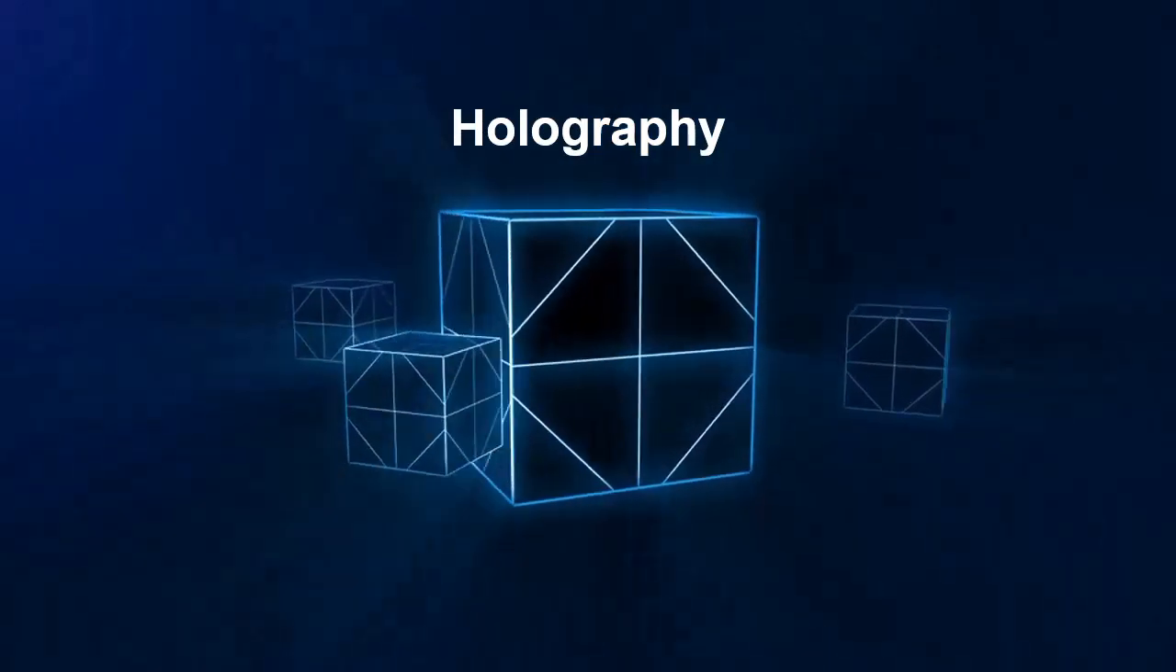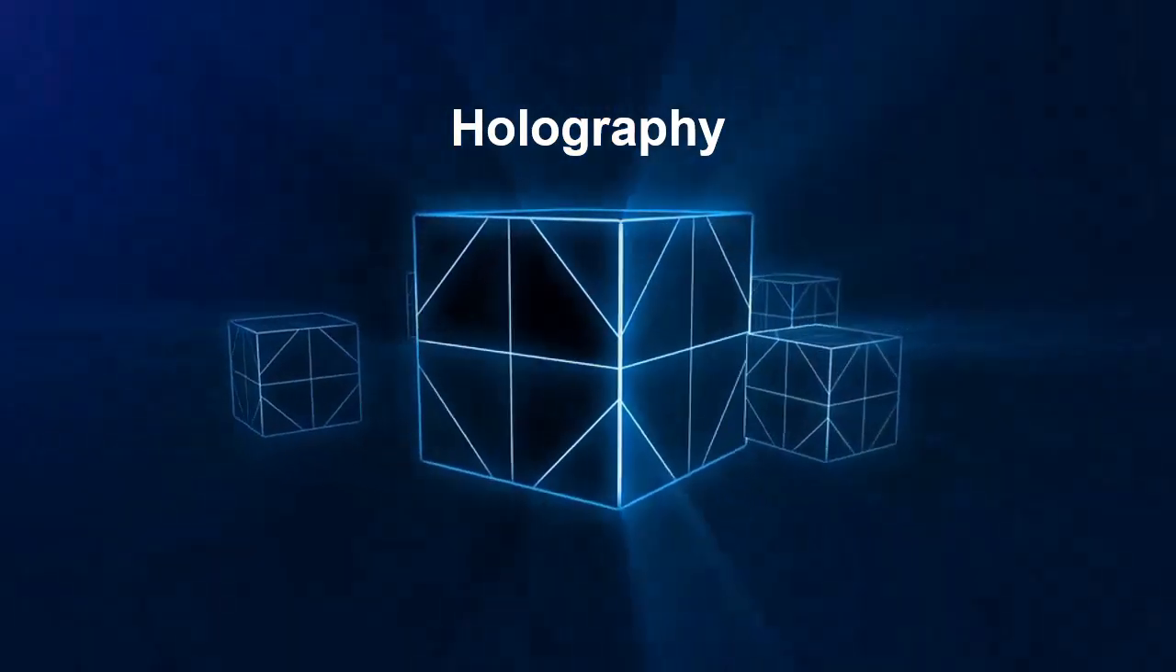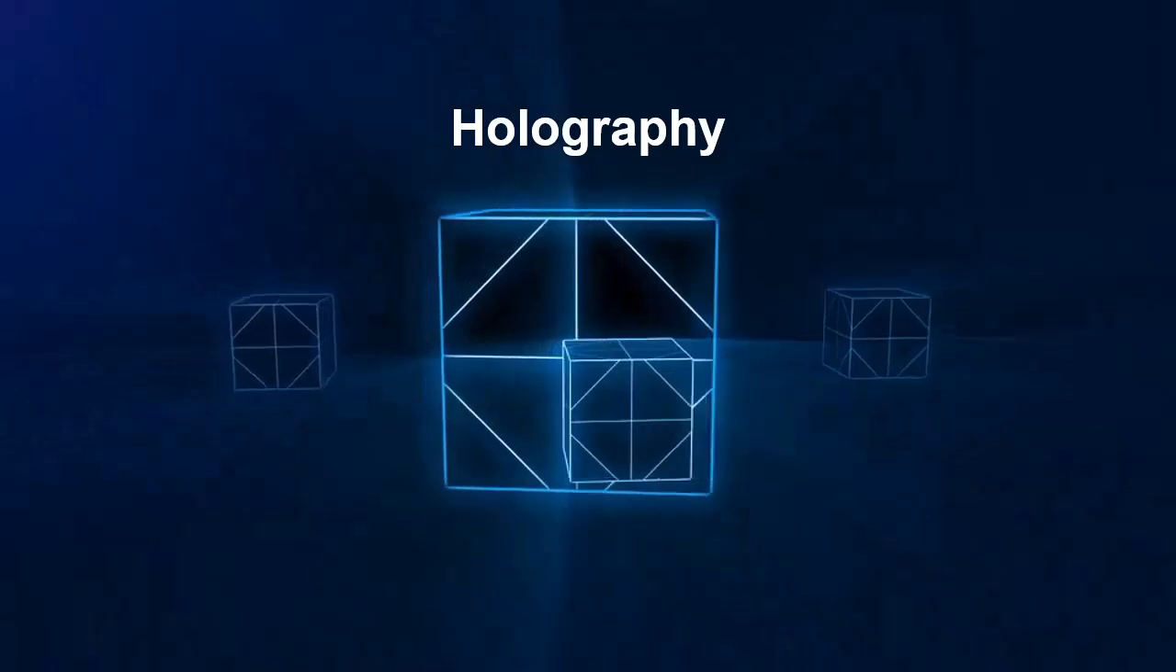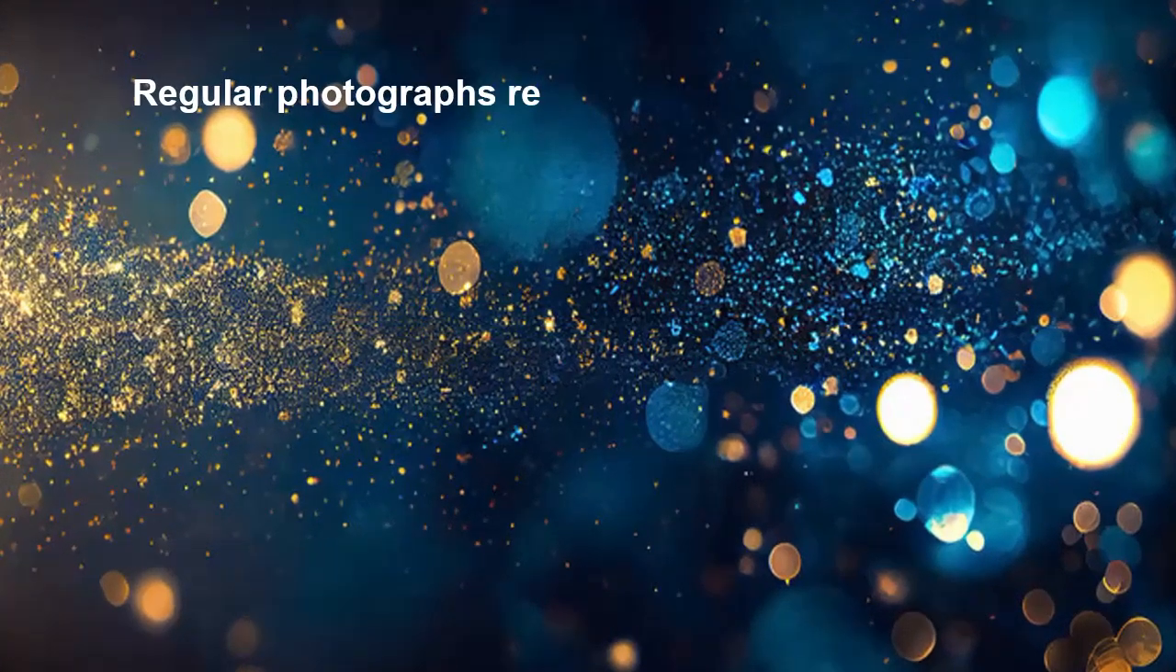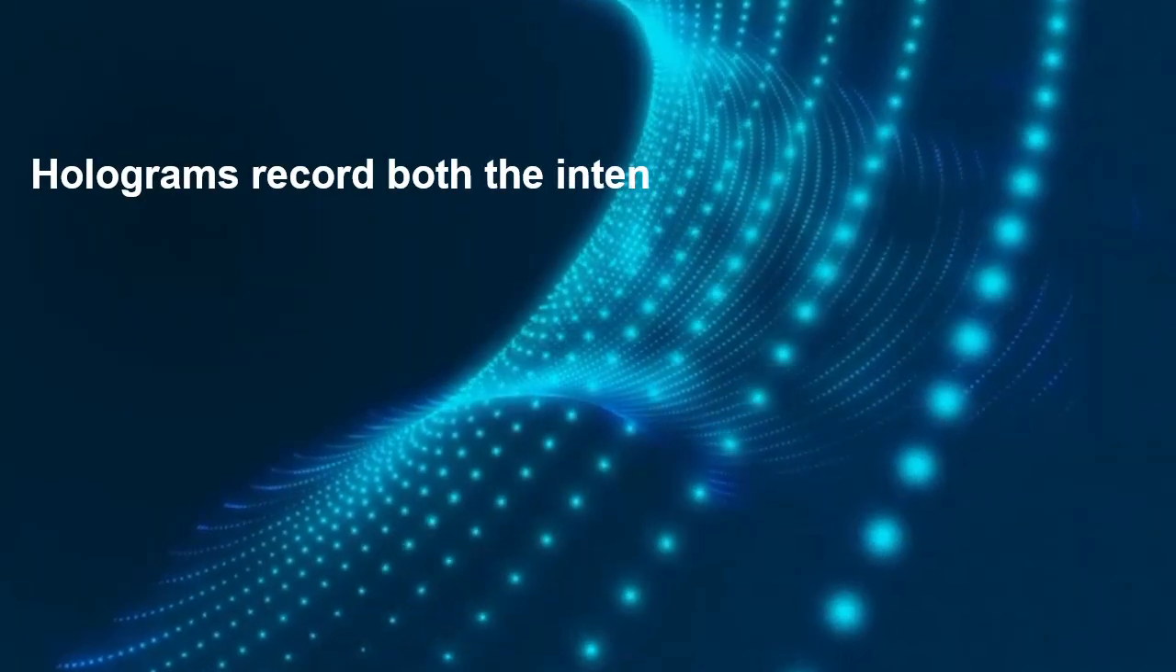Holography is a technique that captures and reproduces three-dimensional images by using the principles of wave interference. Unlike regular photographs, which record only the intensity of light, holograms record both the intensity and the phase of light. This allows them to create a more realistic and detailed representation of a scene, giving the illusion of depth and three-dimensionality. Here's a basic overview of how holography works.